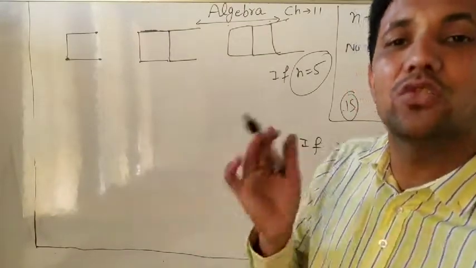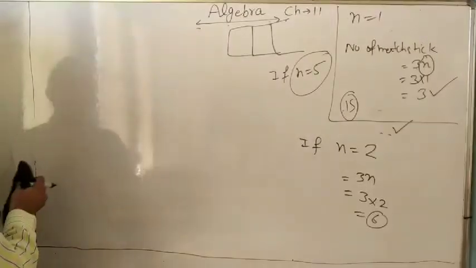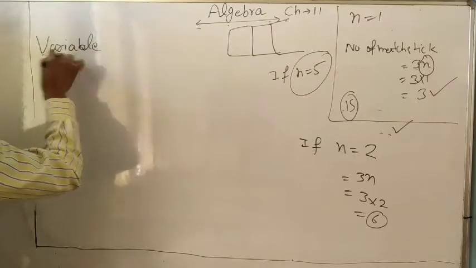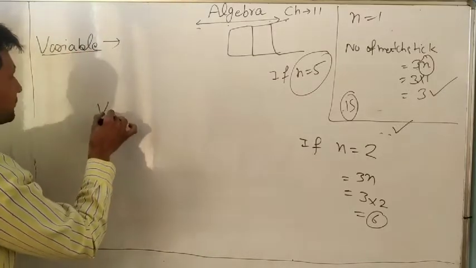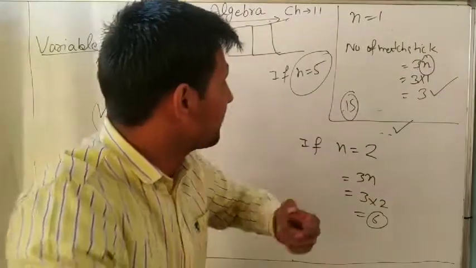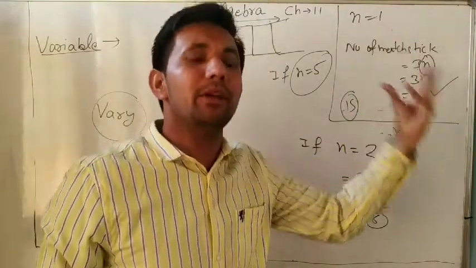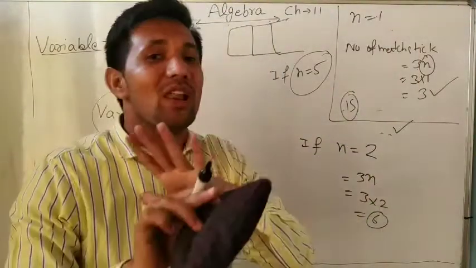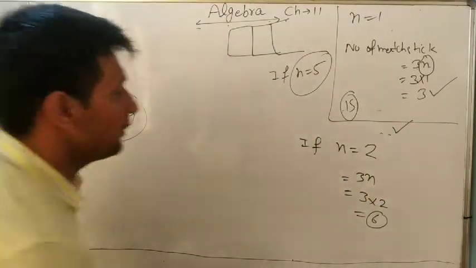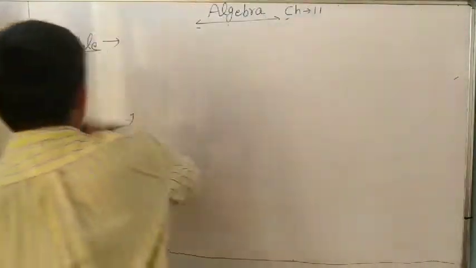So when the value of any number is not fixed, we call it a variable. What do we call it? Variable. Variable means vary. Variable comes from the word vary. Vary means changeable. Because N is sometimes 1, sometimes 2, 3, 4, maybe 100, maybe 1000, maybe 2 lakh, maybe 5 crore. So the value of N is not fixed. It is changeable. So it is called a variable. Note down, it is very important, what is a variable. And after this, we will start our exercise.